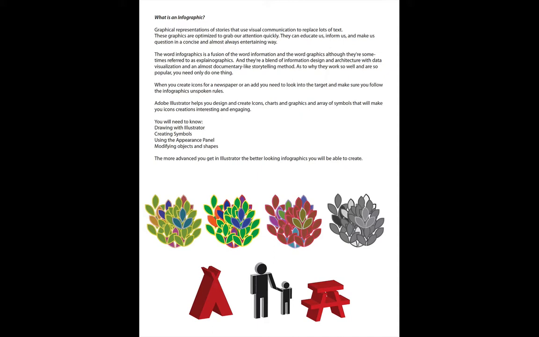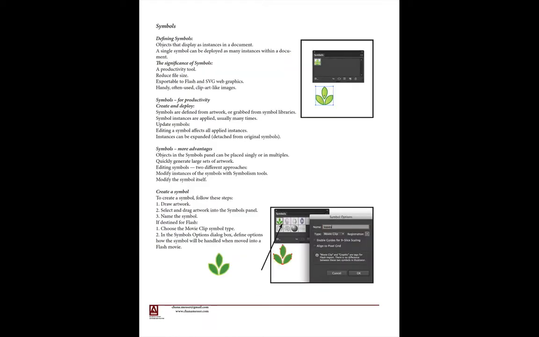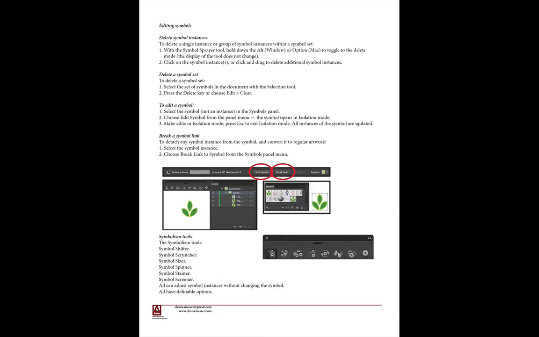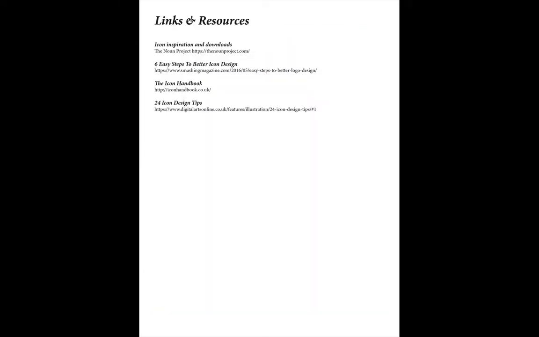You need to work with the appearance panel to know how to add some special effects, and I'm going to show you how to do that. And you need to know how to modify shapes, and that's another thing that we're going to do. So I like what I did here in this PDF. I wrote down how to modify shapes, how to draw some stuff, how to build symbols. You can see here how to edit the symbols.